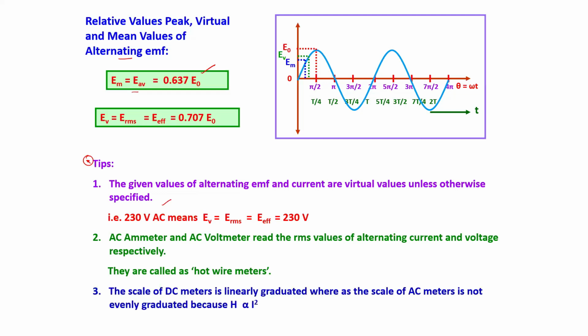The third one, you have to keep it in mind. The scale of DC meter is linearly graduated, whereas the scale of AC meter is not evenly graduated because H is directly proportional to I square. I said already, when the current is passing, it will produce the heat. So from that only we are writing this.